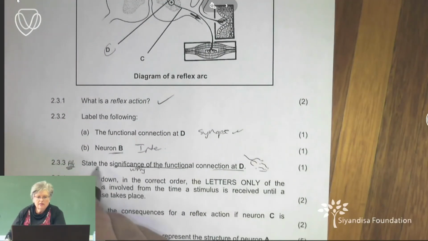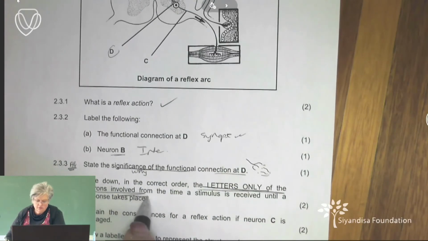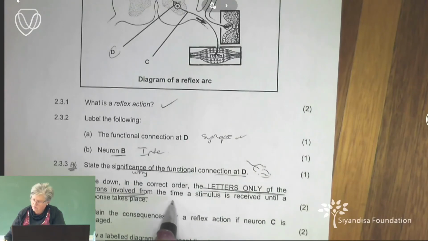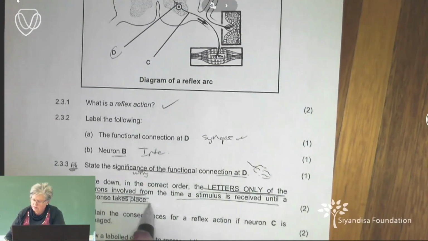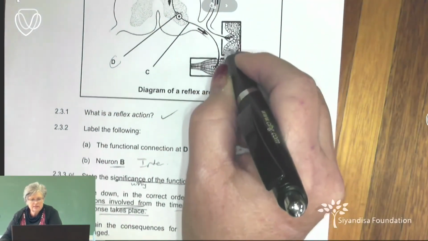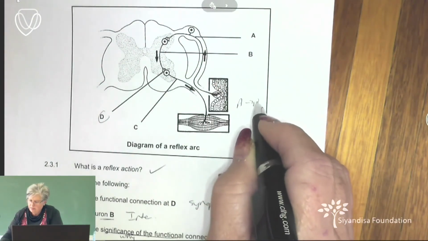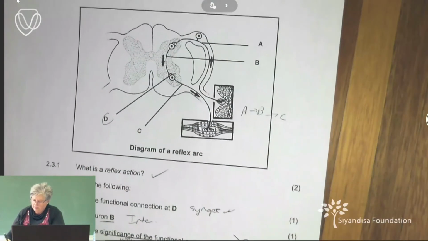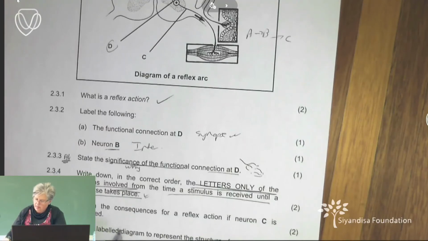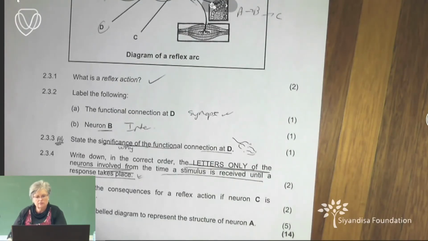Write down in correct order the letters only of the neurons involved, from the time a stimulus is received until a response takes place. So there is the stimulus that is received. What is the first one? A. Then it goes to B, and then it goes to C. A little bit easier question. Then this is also a higher cognitive question, a question that requires more thinking.